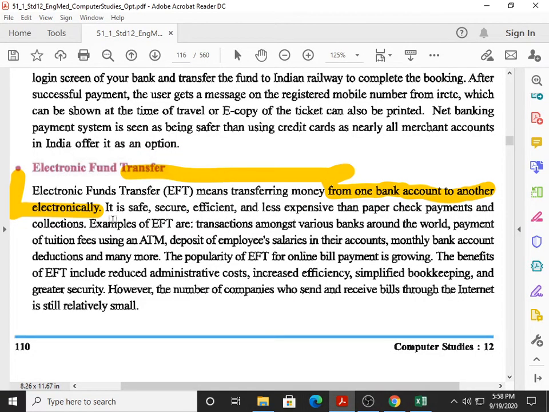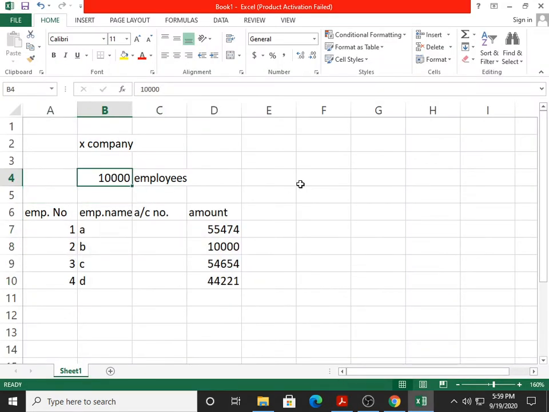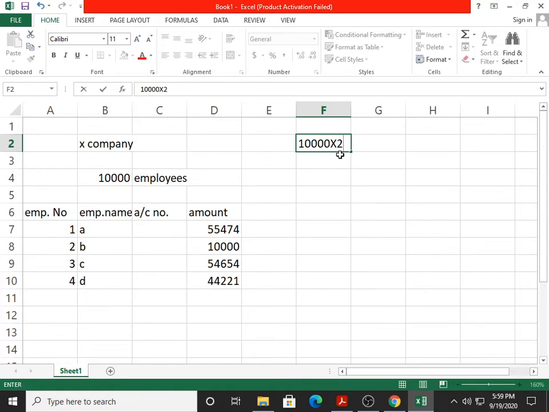Now see what they are saying. Electronic fund transfer is safe, secure, efficient and less expensive. Why? Because paper check payment is expensive. The cost of one blank check is, for example, 2 rupees. Imagine over here, if you want to pay salary to 10,000 employees by check, the cost of a check is 2 rupees. So 10,000 multiplied by 2, multiplied by 12. Why am I doing this? 10,000 employees, every month you are giving salary through check. The cost of a check is 2 rupees and you have to do that 12 times.